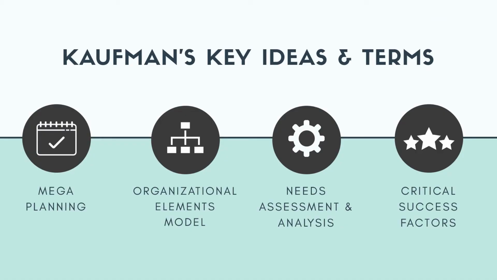Kaufman referred to the strategic planning process as mega planning, and he created the organizational elements model as a basic guide to do this. Through needs assessment and analysis, organizations could identify gaps at the mega, macro, and micro levels of the organization. The model is guided by 6 critical factors for strategic thinking and planning. Let's take a closer look at this model.